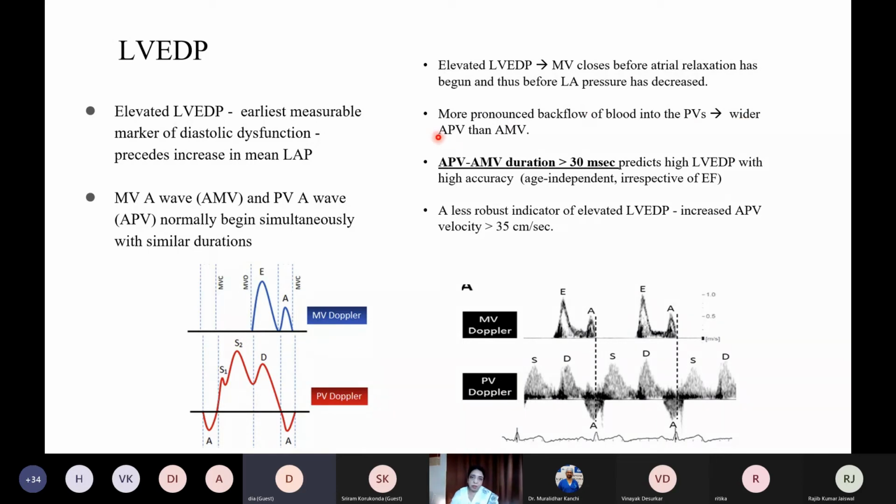which causes a wider A wave in the pulmonary vein than the mitral valve A wave. So that is why we always say you measure the duration of the A wave on the mitral side and the A wave on the pulmonary vein side. So this difference, when it is more than 30 milliseconds, predicts high LVEDP with reasonably high accuracy, and it is age independent and irrespective of EF. That is very important. And the less robust indicator of elevated LVEDP is increased velocity. That's why we tend to measure only this duration difference rather than the velocity, because it is less sensitive.